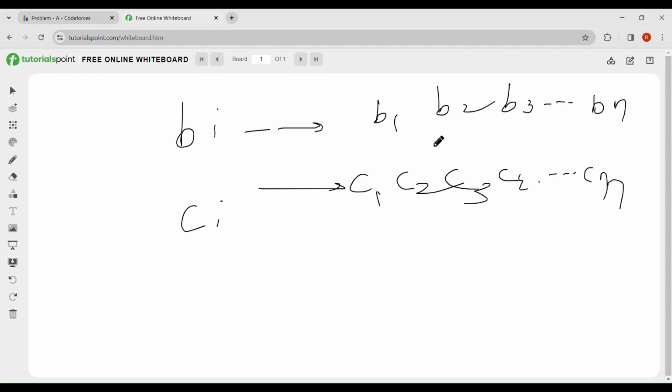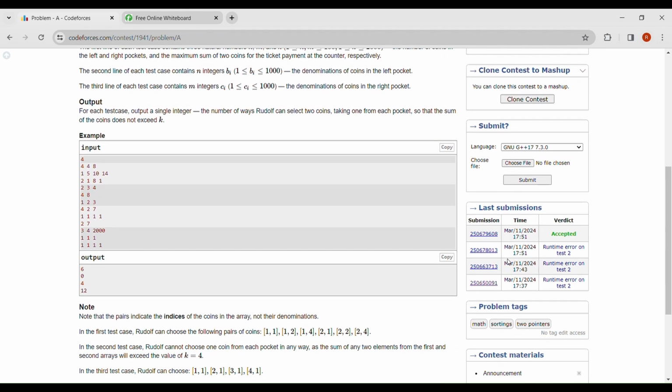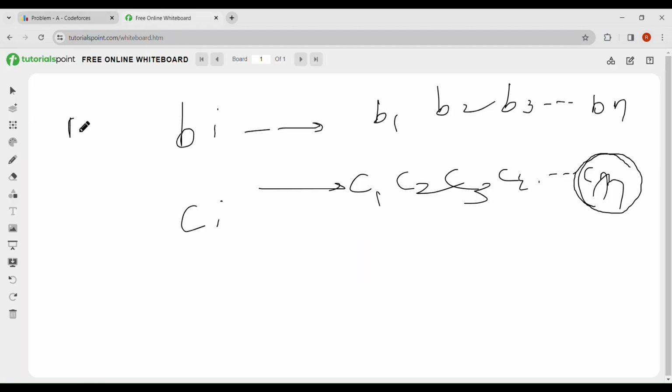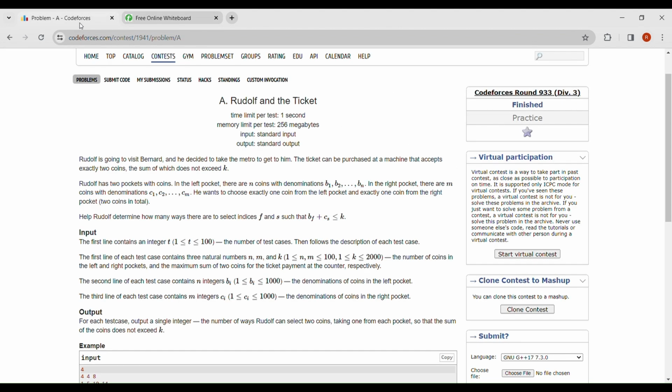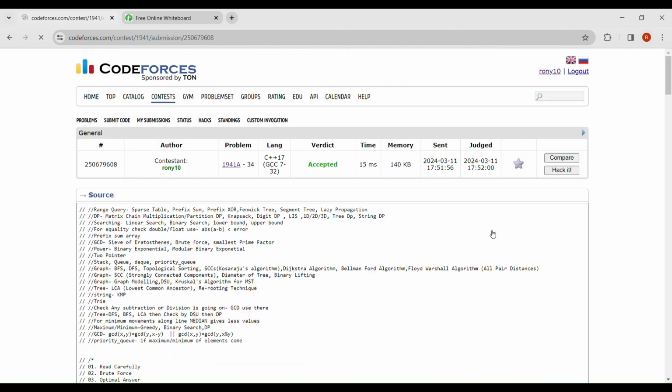So in this first question what happened, I was not taking the input vector size properly as m. I was taking n, so there was a runtime error and I thought there was some other issue. The constraints are up to 100, so you can use an n square solution. Basically, I just took the summation, like a1, b1 plus c1, and just counted which values are smaller than or equal to k, and that will be the answer.